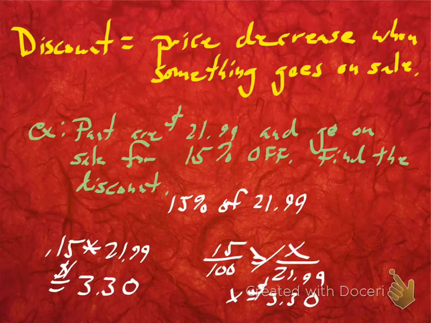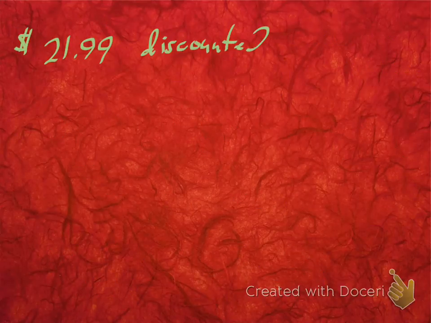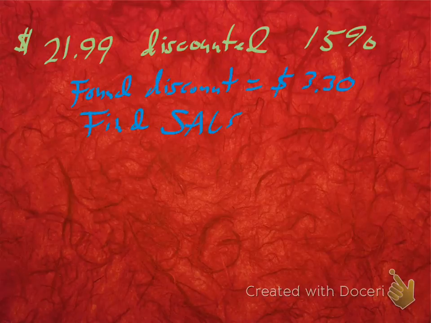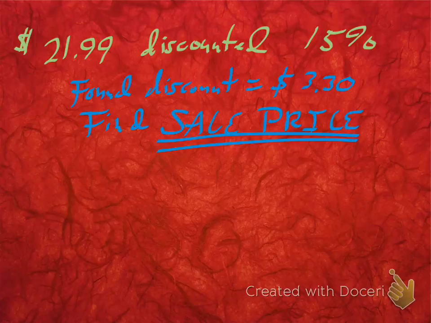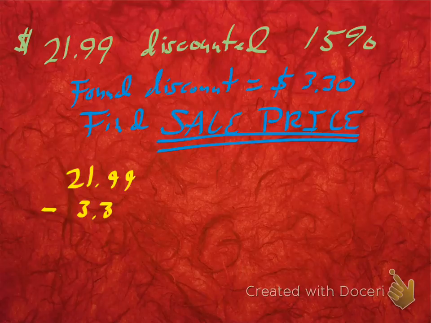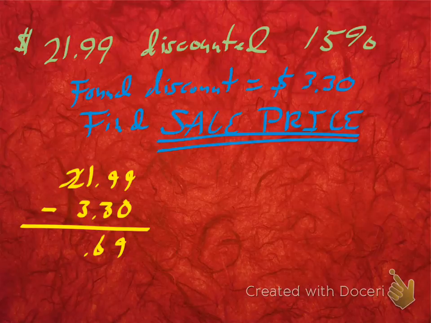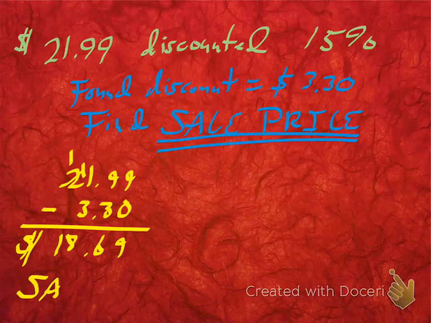All right. Now, that brings us to another way to look at these things. Okay, so let's look at the one we just did. We had a $21.99 pair of pants, and we found out that the discount is $3.30. So one way I could go ahead and find the sale price is I could take the $21.99, find the discount, and subtract it. So if I get $21.99, subtract $3.30, go ahead and subtract this. We're going to get $18.69. Okay? And this is called the sale price.